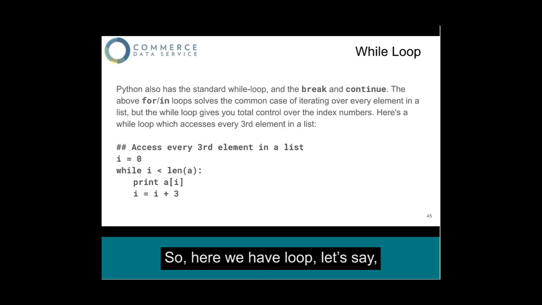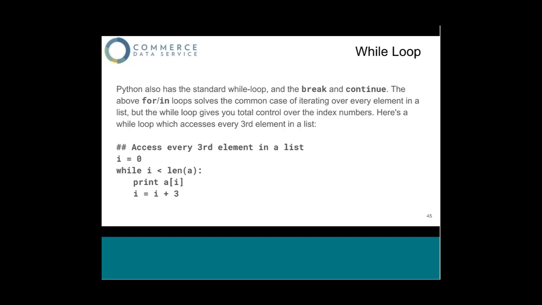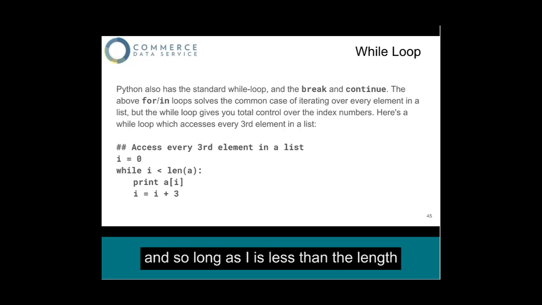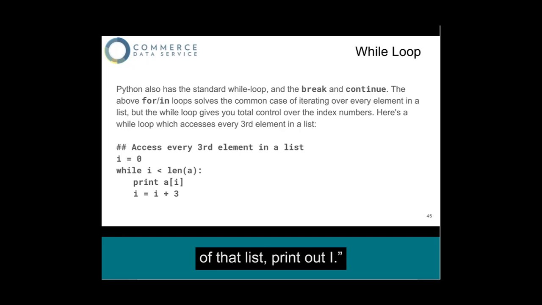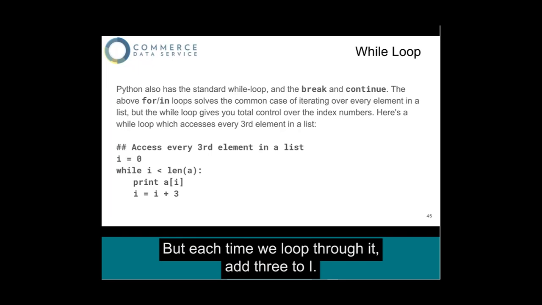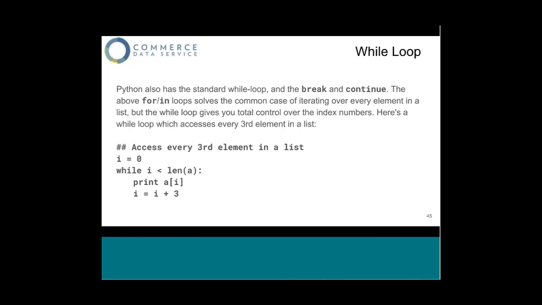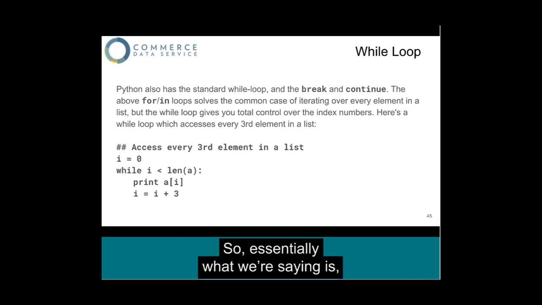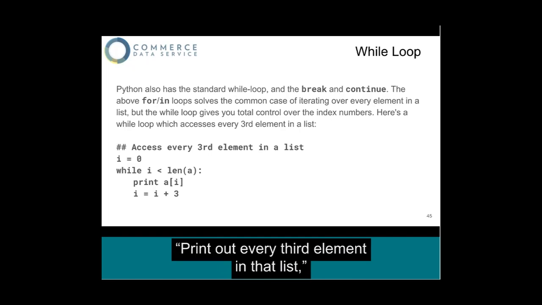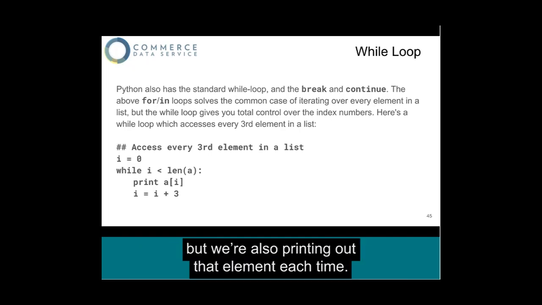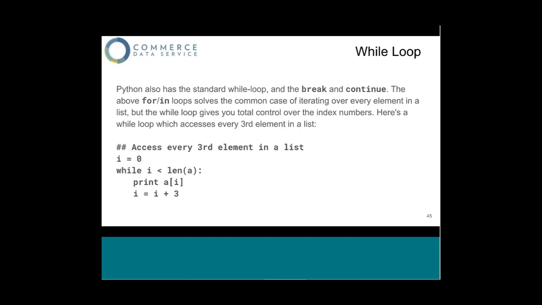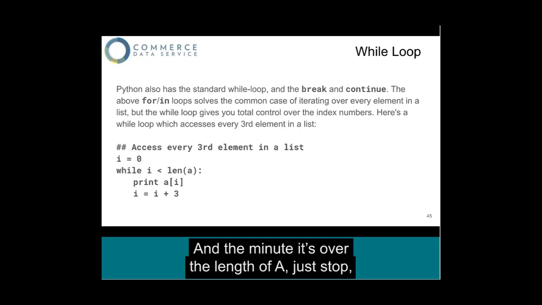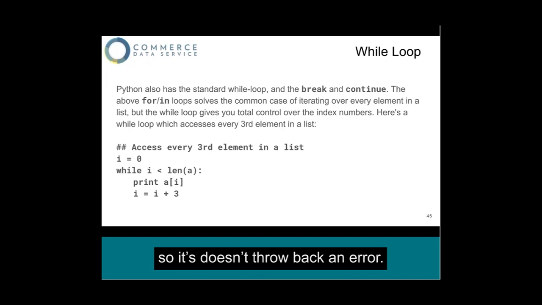So here we have a loop that's saying, we have a list, and so long as i is less than the length of that list, print out i. But each time we loop through it, add 3 to i. So essentially what we're saying is print out every third element in that list, because we're adding 3 each time, but we're also printing out that element each time. And the minute it's over the length of a, just stop so it doesn't throw back an error.